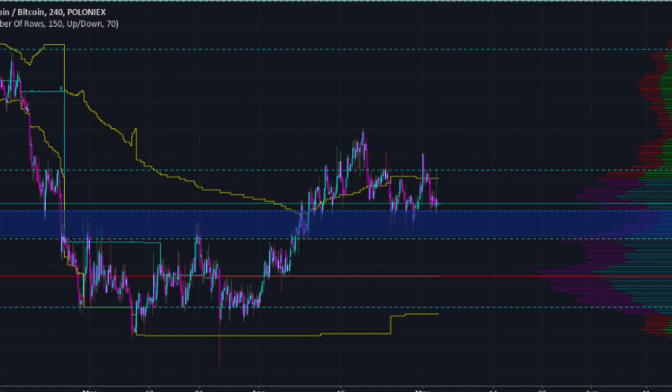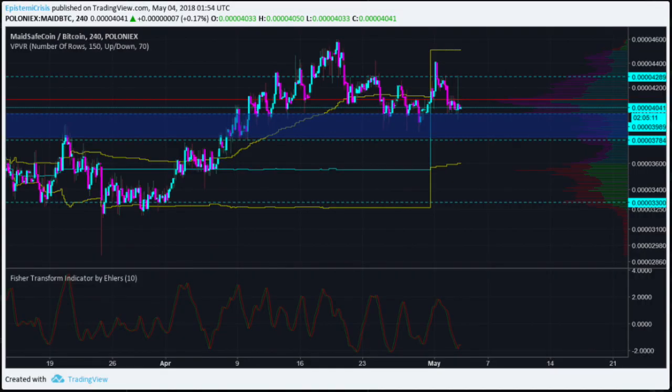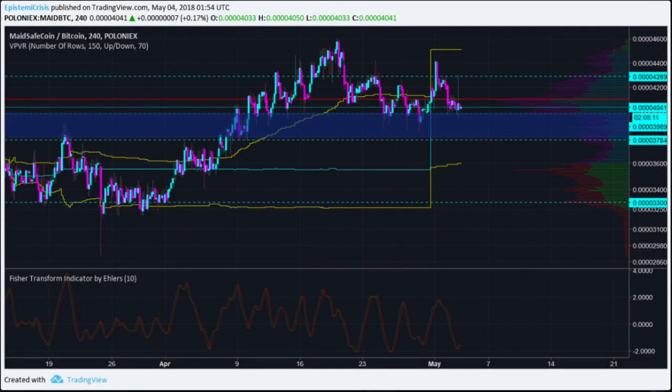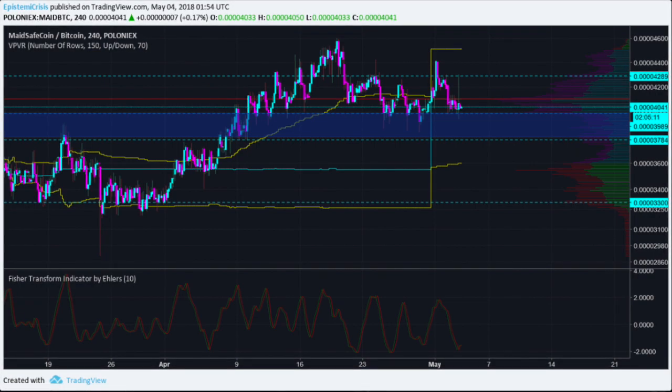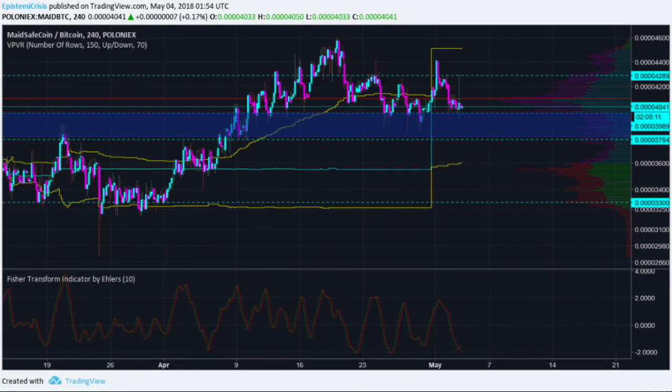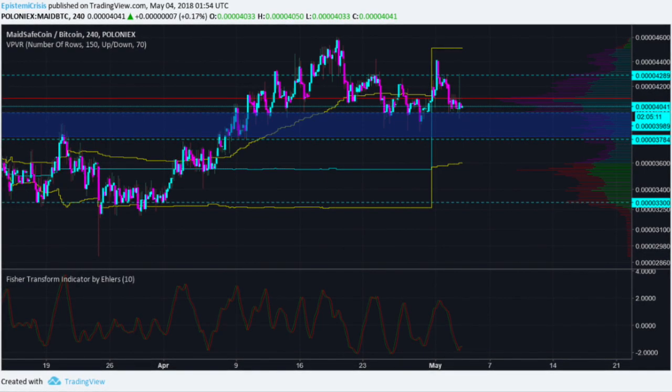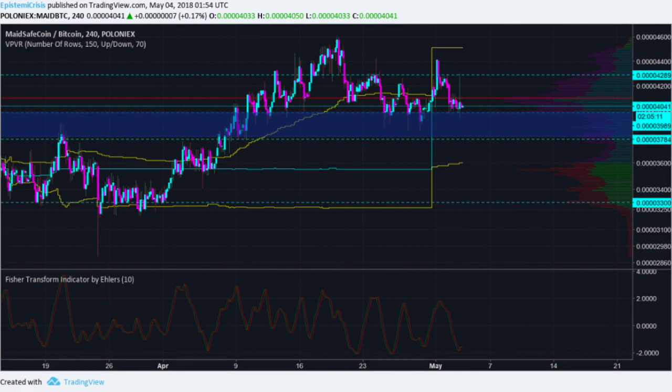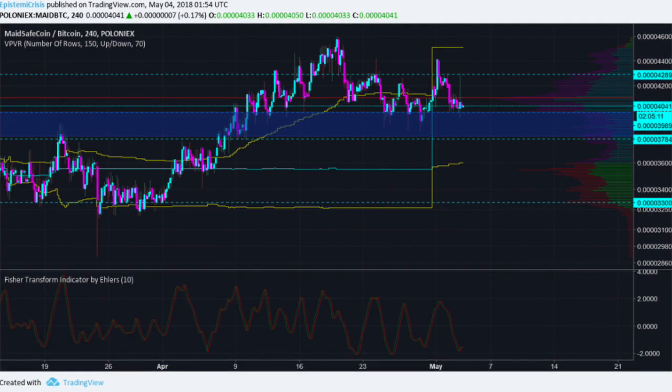Right. All right, so the Fisher transform is an indicator. It was developed about 12 years ago. I won't go all into digital signal processing again like I did before, but basically it uses a mathematical formula to take price and change the distribution of prices so that it's easier to see where market bottoms and market tops are.